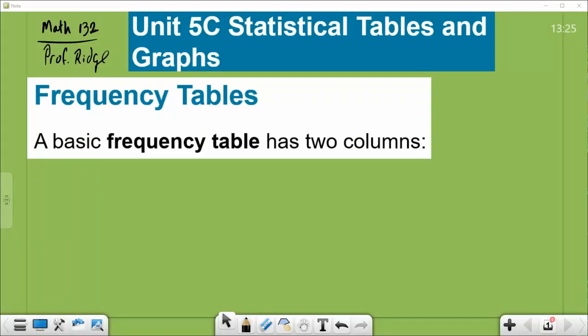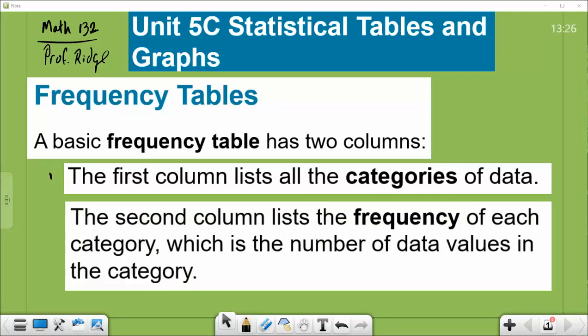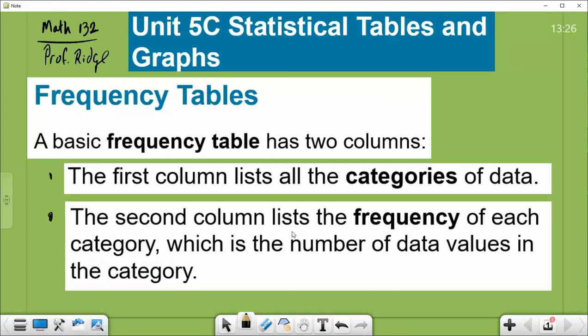So first, for frequency tables, a basic frequency table has two columns. The first column lists all the categories of the data. And the second column lists the frequency of each category, which is the number of data values in the category. So frequency, how often does it occur? Again, that's going to list the number of data values in the category.